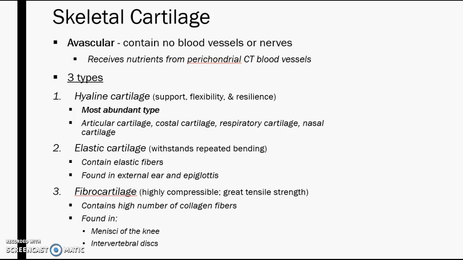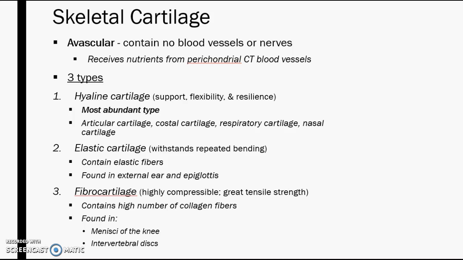Very similar tissue to bone. Both are connective tissues. The difference is that skeletal cartilage is avascular, meaning that it contains no blood vessels or nerves, whereas skeletal tissue is highly vascular and gets its nutrients from perichondrial, connective tissue, and blood vessels. There are three types: hyaline cartilage, which is mostly support, flexibility, and resilience, and is the most abundant type. Find that in articular cartilage, costal cartilage, respiratory cartilage, and nasal cartilage.